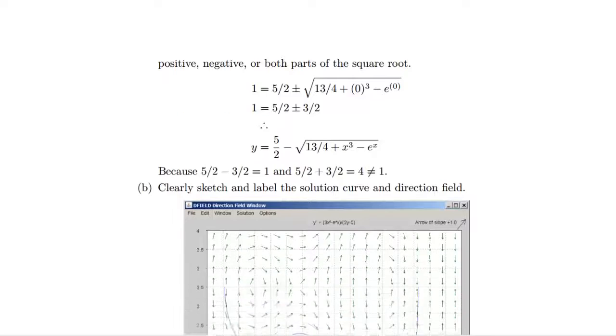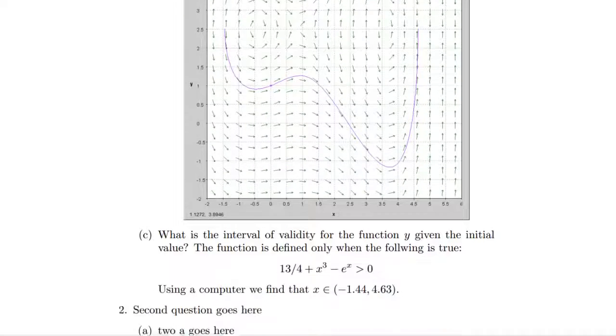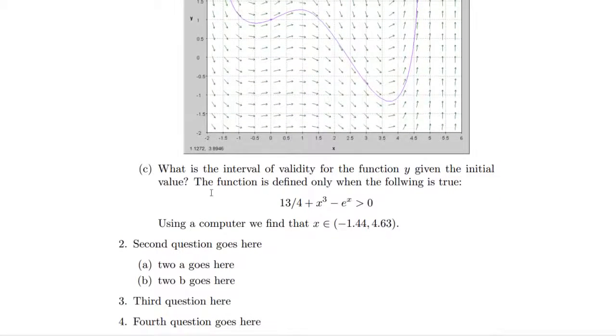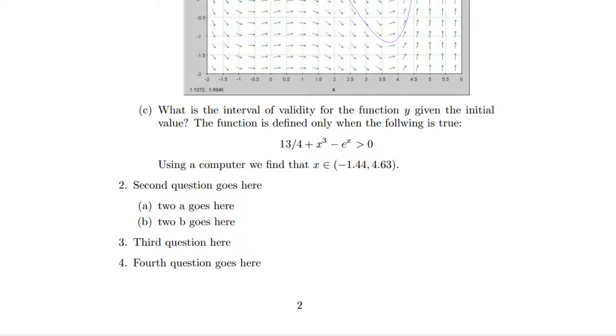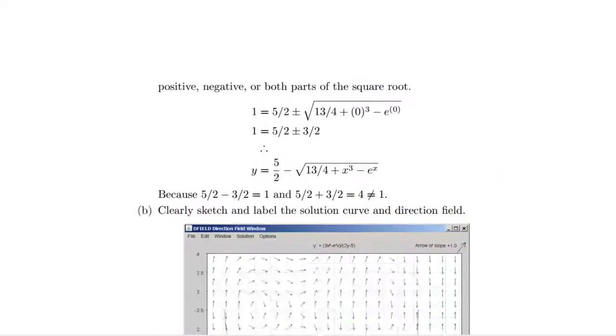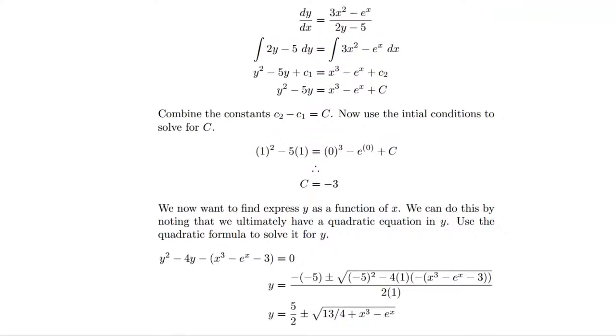Okay? Showing this part was very easy. We went and created it. We just input the image. I'll show you how to do that. And then the interval of validity, like I said, very short. The function is defined only when the following is true, because that's under the square root. Using a computer, we find that x is in this interval, and we're done. If there were more questions, they would be down there, and we'd go ahead and answer them in the same fashion.